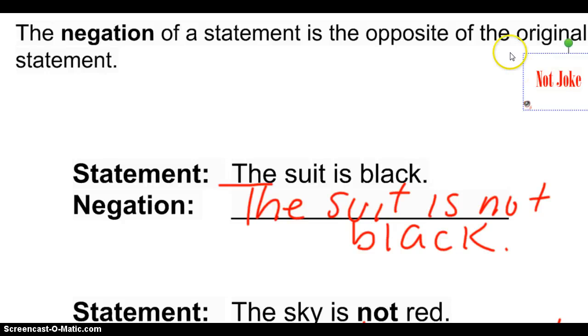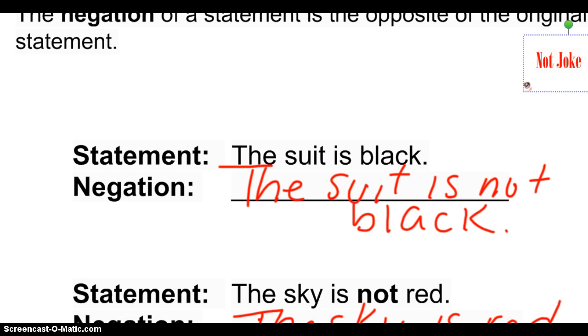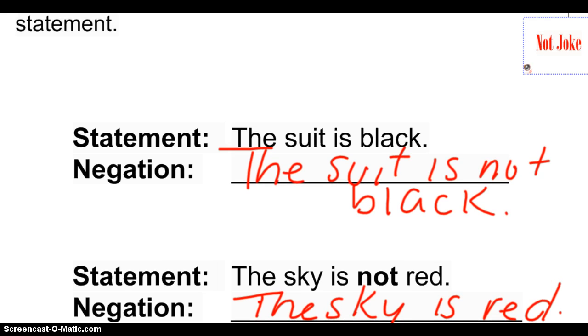So hopefully you remember that from Borat. It's a little not joke. But negation is simply putting not in the sentence or taking not out.